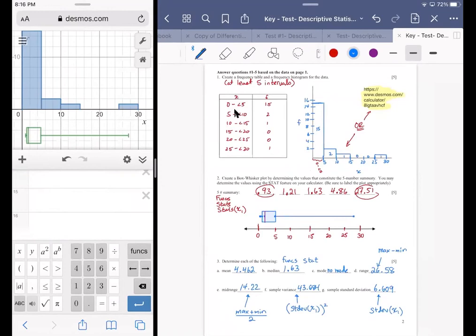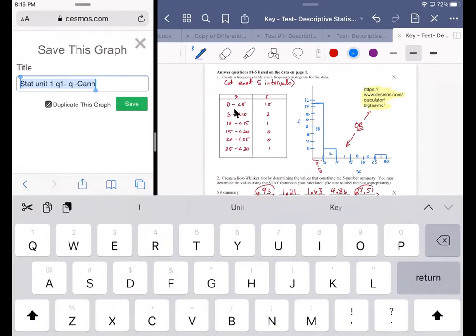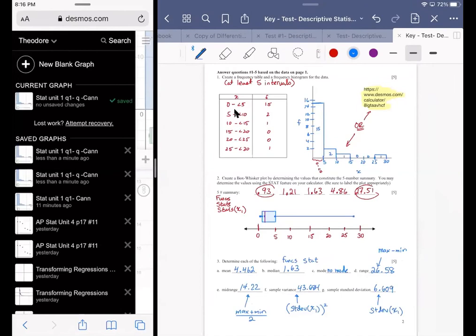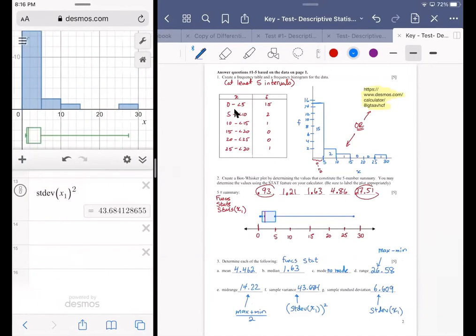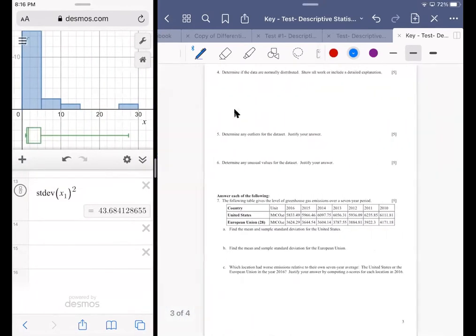All right, but again, constantly save and then share, create that share link and paste it into Blackboard whenever you think you have the solution to a problem. All right. So number 4, determine if the data are normally distributed. Show all work or include a detailed explanation. So if you remember, and you may not remember all the specifics, but you might remember that there was the not so bad way, and then the way that took up like half of a class to do.